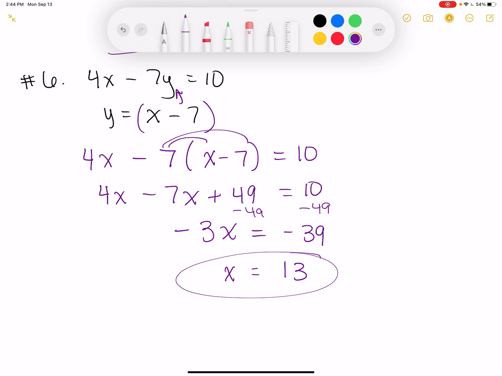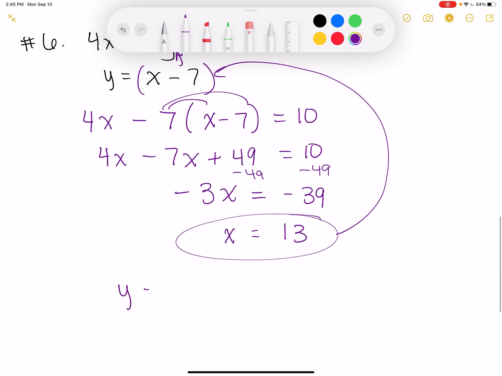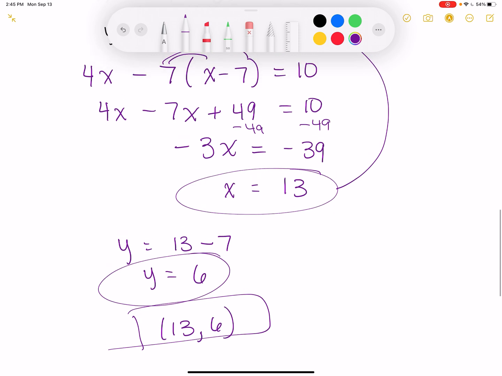So now I'm taking this and plugging it in up here to solve for y. So y is equal to 13 minus 7. So y is equal to what? 6. And how do I write my answer? (13, 6). This is one you'd appreciate. I didn't make you graph. Am I done? No, you have to check.